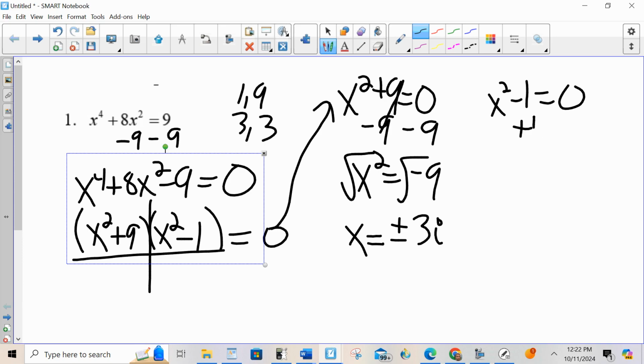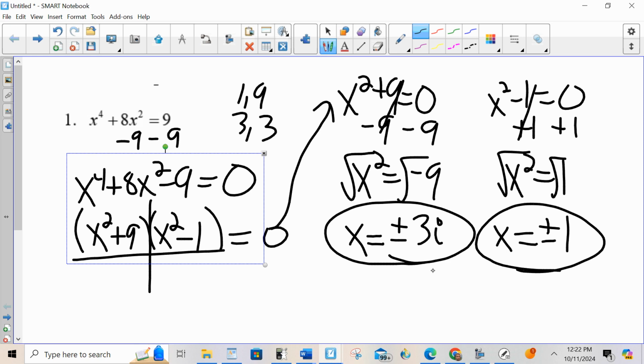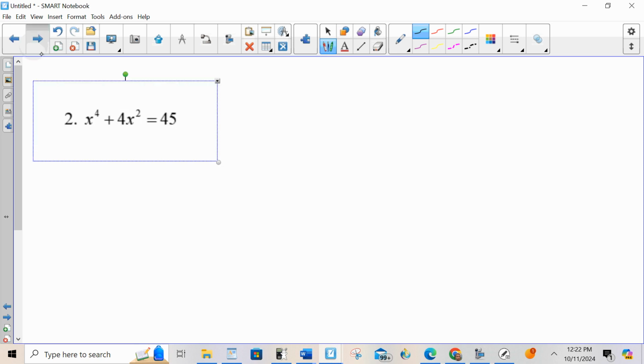For this one, plus 1 on both sides, x squared equals 1. Square root, don't forget your plus or minus. The square root of 1 is plus or minus 1. There's no negative, so there's no i. That's it.